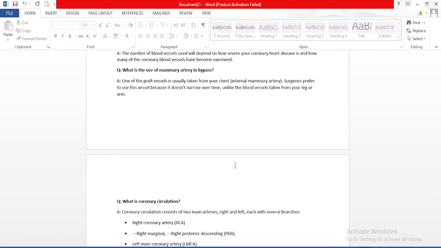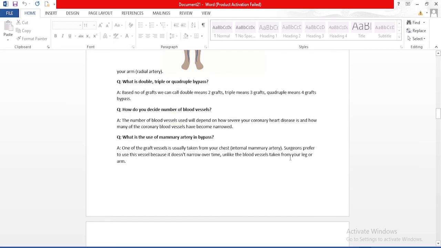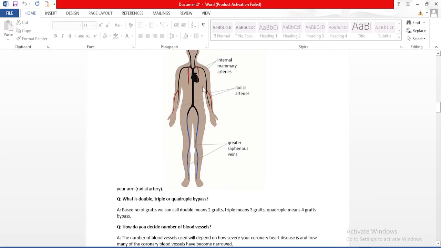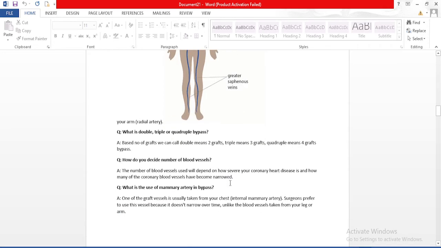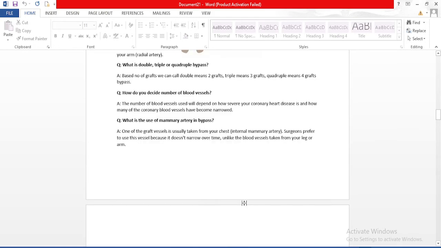What is the use of the mammary artery in bypass? One of the graft vessels is usually taken from your chest, as we saw in our drawing initially. So this one is the internal mammary artery. Surgeons prefer to use this vessel because it does not narrow over time, unlike the blood vessels taken from your leg or arm. The internal mammary artery has a thickened wall so that it can't create any problems in the future compared to saphenous veins as well as the radial arteries. For that reason, the physician will mostly prefer the mammary artery for coronary artery bypass.